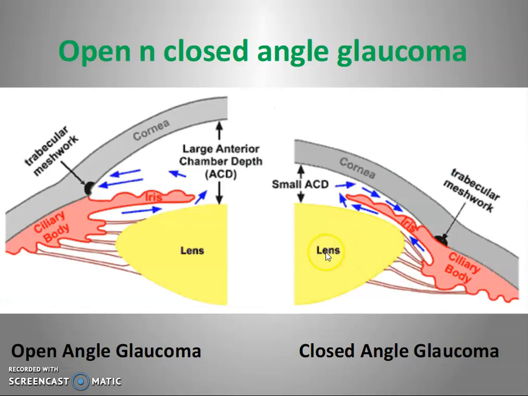So, here I mention the basic difference between open and closed angle glaucoma. Here we can see the lens region and trabecular meshwork. If due to some abnormality the aqueous humor production is rising and trabecular meshwork function is getting minimized, there is building up of the aqueous humor at this region, which can exert excessive pressure and lead to open angle glaucoma. The condition is called open angle because the angle between iris and cornea is open.